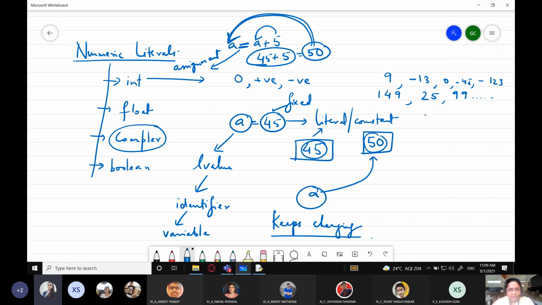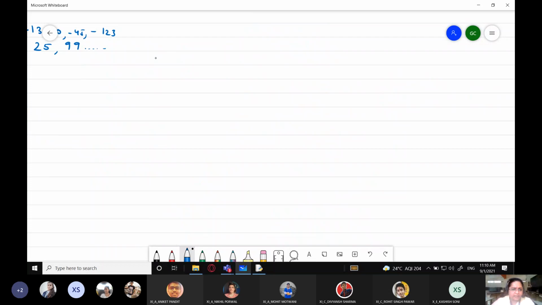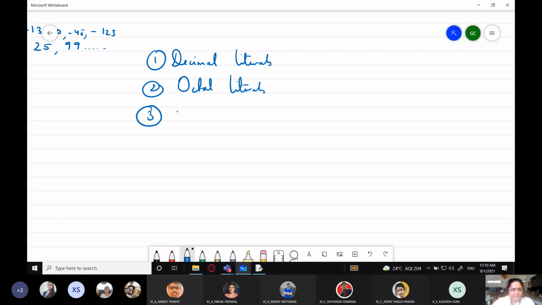So these were integer literals. Now integer literals have various types which we will be seeing a little later. That is, we have decimal literals, we have octal literals, we have hexadecimal literals, right?